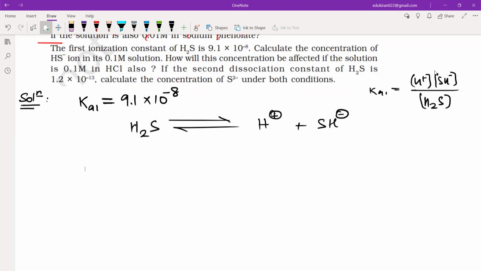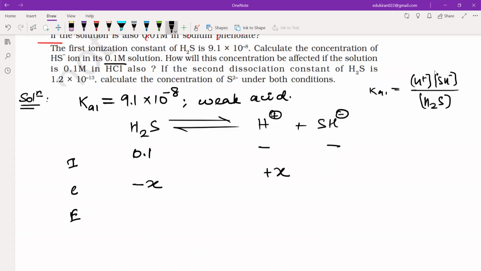You know that there are different cases for strong acids and strong bases, and for weak acids and weak bases. Okay, so we can write weak acid. I will write initial, change, and at equilibrium. Initial H2S is 0.1 molar, and the others are nothing. Change is minus X, plus X, plus X. So at equilibrium it is 0.1 minus X, plus X, plus X.